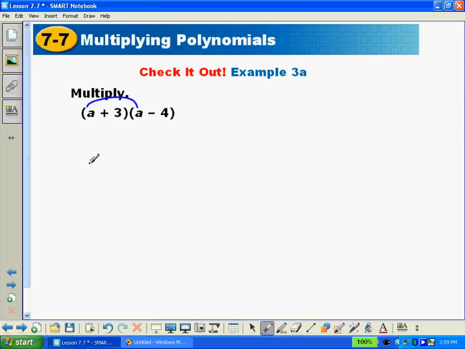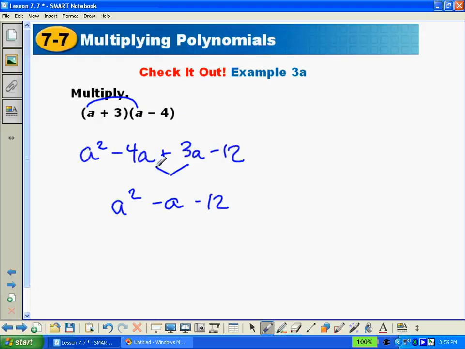First times first, a times a is a squared. Outside times outside, negative 4a. Inside times inside, plus 3a. And last times last is negative 12. So that's a squared minus a minus 12. After you combine the like terms, that's how you get the minus a.